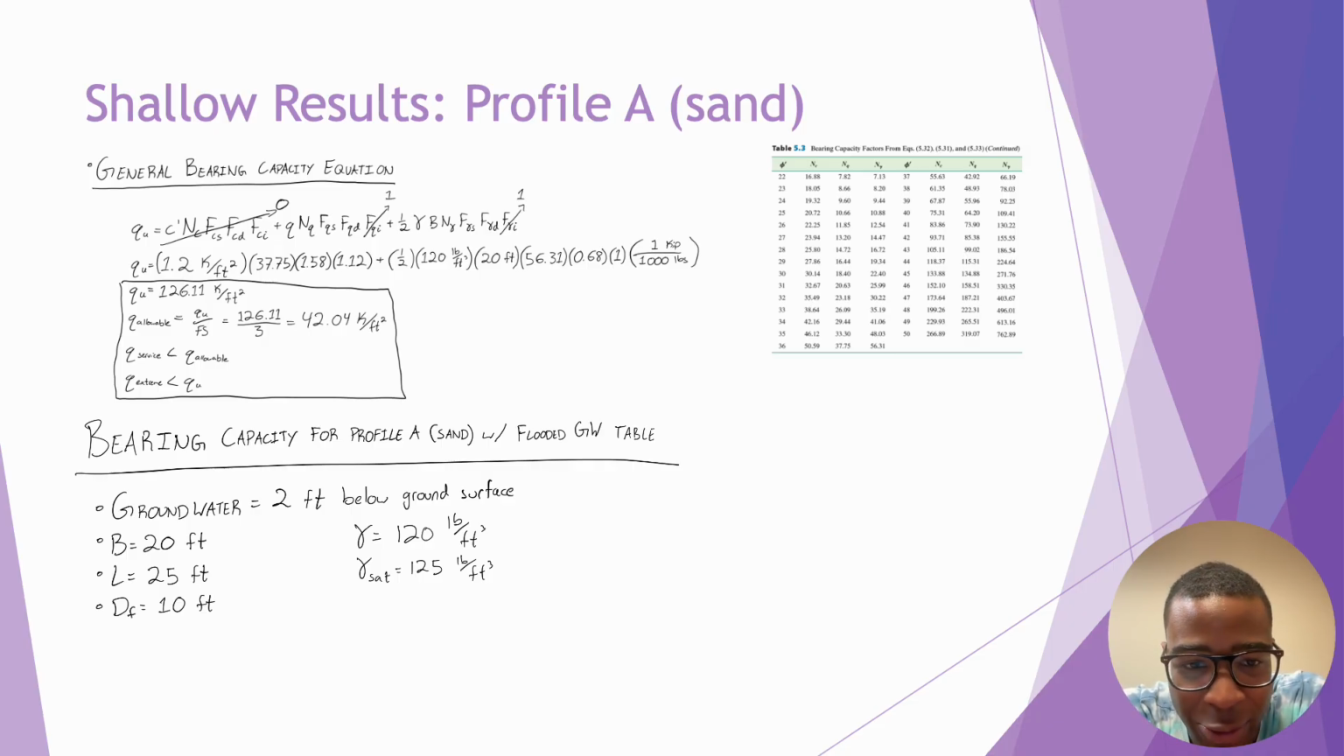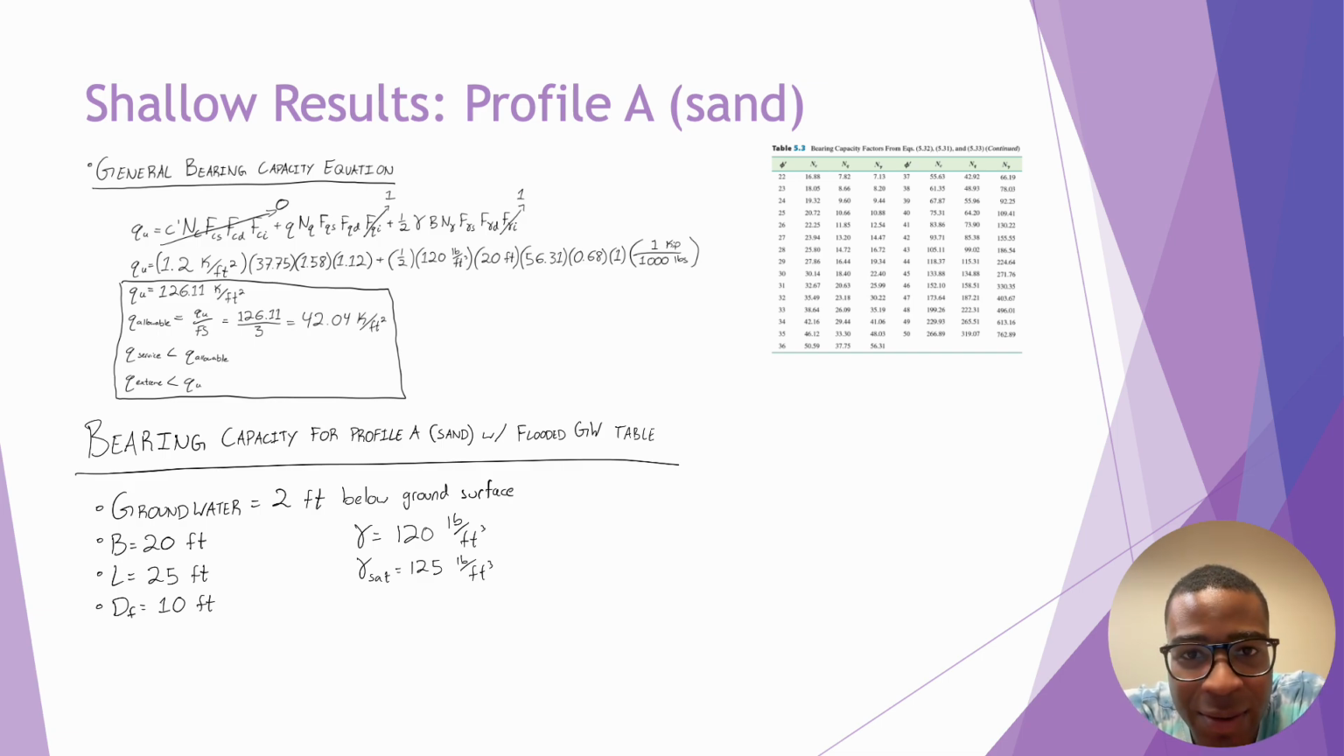Note here that because we're working with sand, the cohesion is 0, so those cohesion factors all cancel out. And we're not on an incline, so the incline factors will equal 1. Then we get an ultimate bearing capacity of 126.11 kips per feet squared. We divide that by 3 to get our factor of safety, and our allowable load is greater than the service load, and our ultimate load is greater than the extreme load, so that means we're in the clear for that.